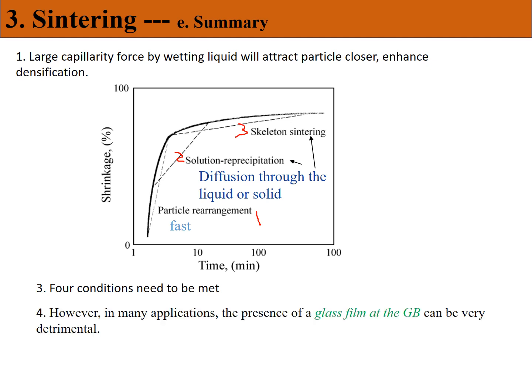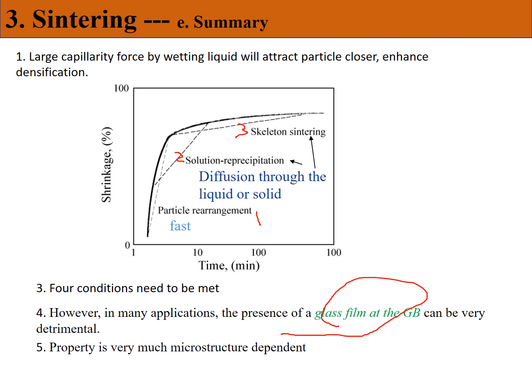And of course, as I said, liquid phase sintering is very helpful in many ways, and it is very economical because it's faster and may require a lower temperature. But if you don't want any glassy film at the grain boundary, then please don't choose this method. And the last one, we said the properties are very much dependent on the microstructures. So that table summarized a lot of important applications.